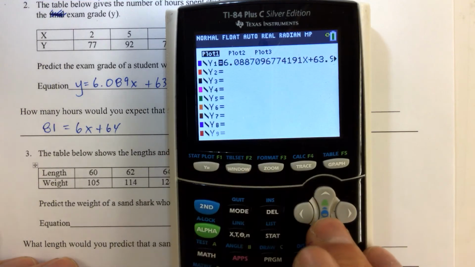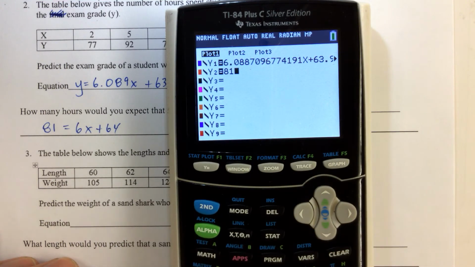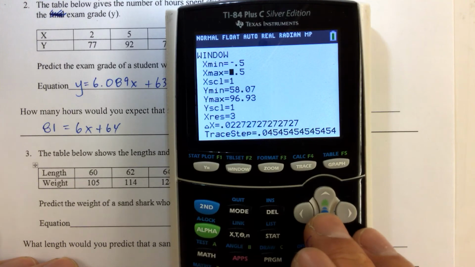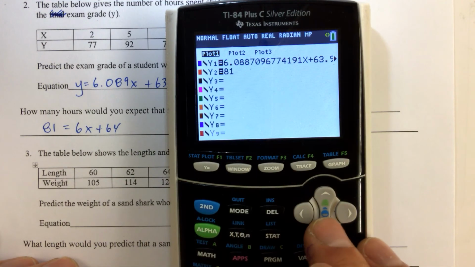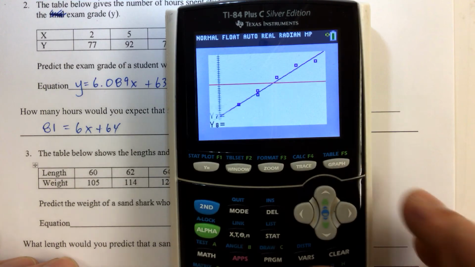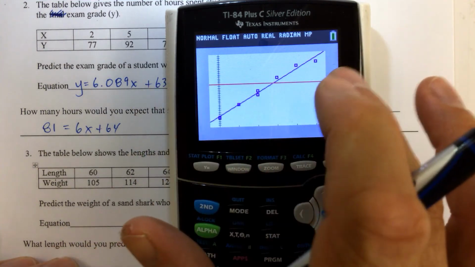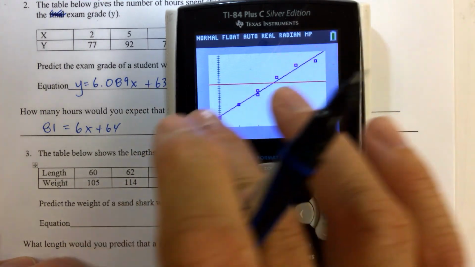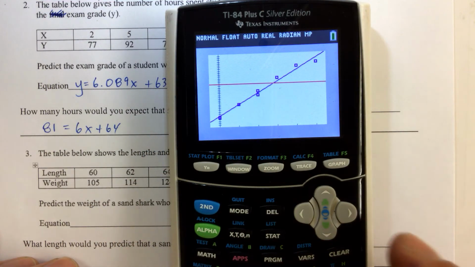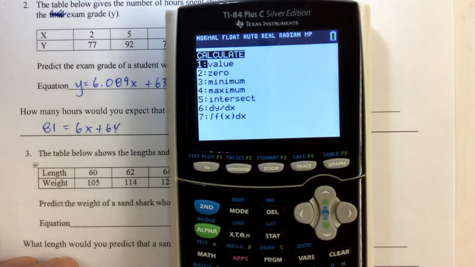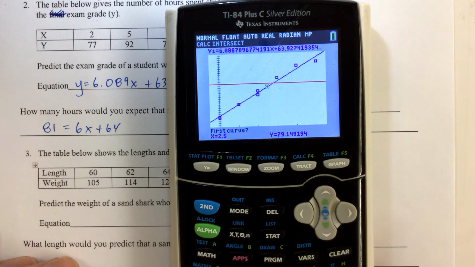We let Y2 equal 81, and then if we want to draw the graph faster, we'll go xres 3. I want to make sure we can see everything. If we go to y equals, again, let Y2 equal 81, and 81 is the red line. Let's see how many hours we would expect the person to be studying who got an 81. Second, calculate, intersect. We want to find where the 2 graphs intersect. Enter for the first curve, enter for the second curve, and guess, enter.